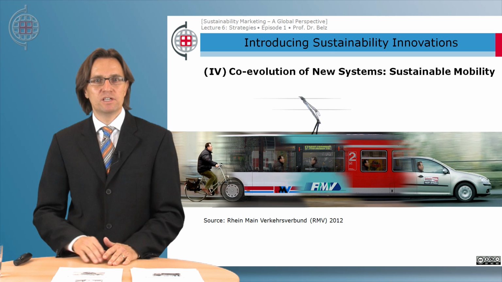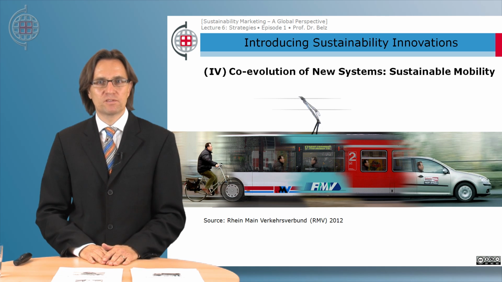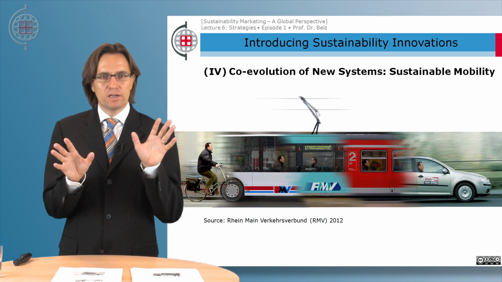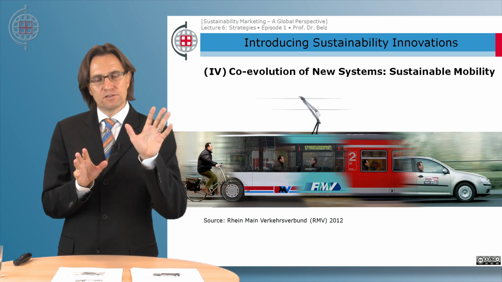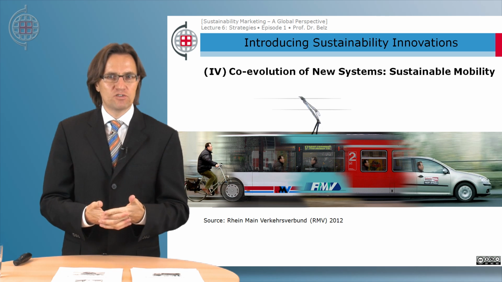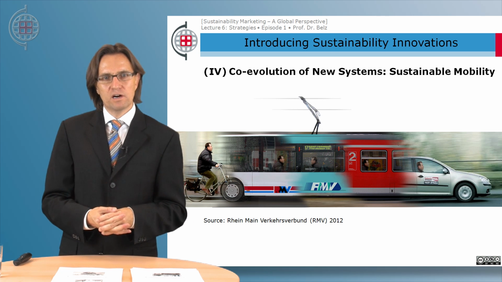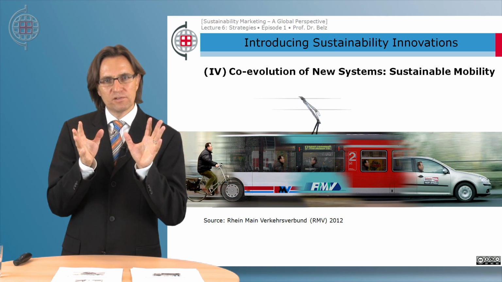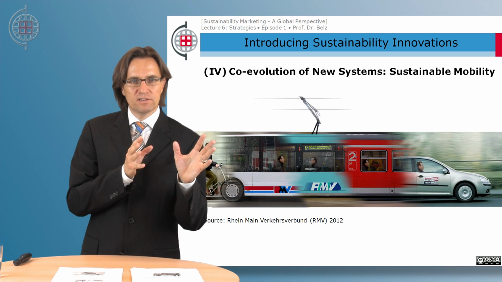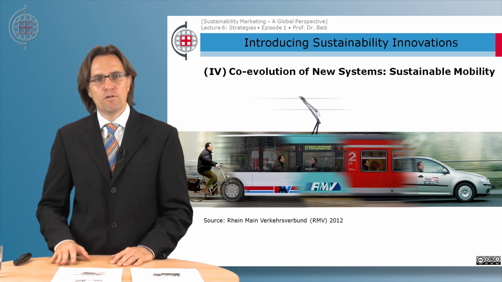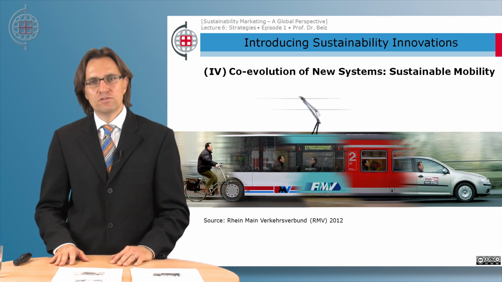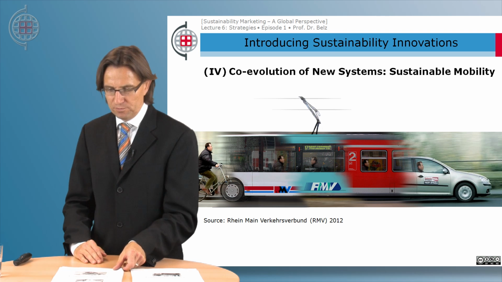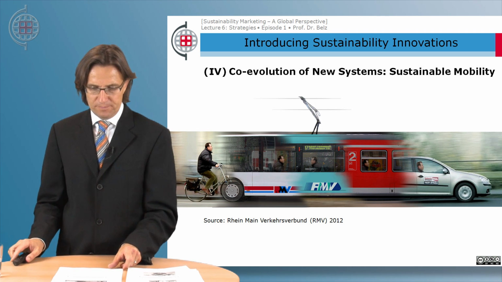And then finally we have the co-evolution of new systems, sustainable mobility, where we have different modes of transportation, including the bicycle, including the tram, including public transportation like the train, and also including the car. And maybe connected with smartphones. Wherever you are, or depending on the situation, you might take one form or the other, although you might not have the need to own a car. So these are new forms of sustainable mobility.